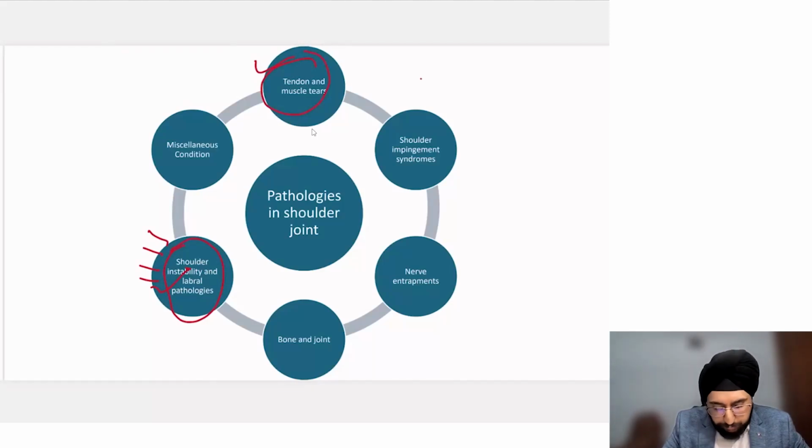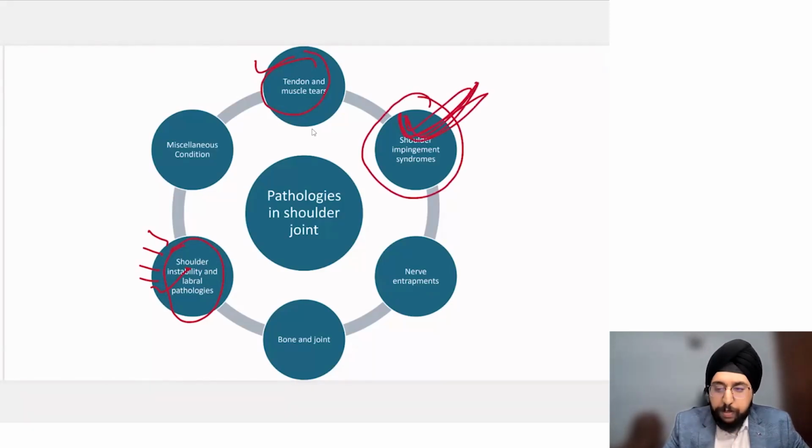So in current class, we are now focusing on the shoulder impingement syndromes. Again, a very important point which is missed by the residents as well as most of the consultants as well because of the lack of knowledge about this.